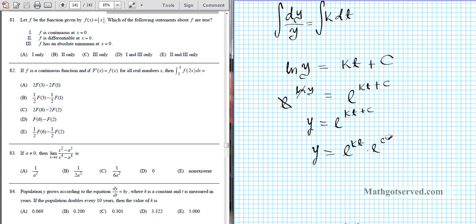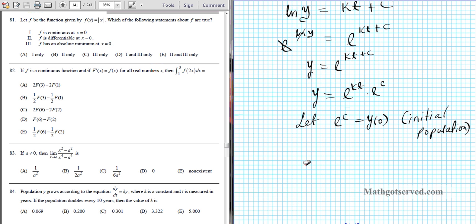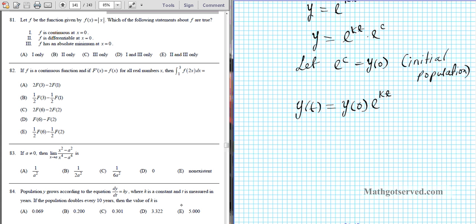Now we can let e to the C be the initial amount. So let e to the C, which is a constant, equal y sub 0. This is the initial population. You could call it p sub 0, it doesn't make any difference. Trying to stay consistent with the variables here, our function y of t is equal to y of 0 times e to the kt. This is the exponential population growth equation that we can use to solve for k.